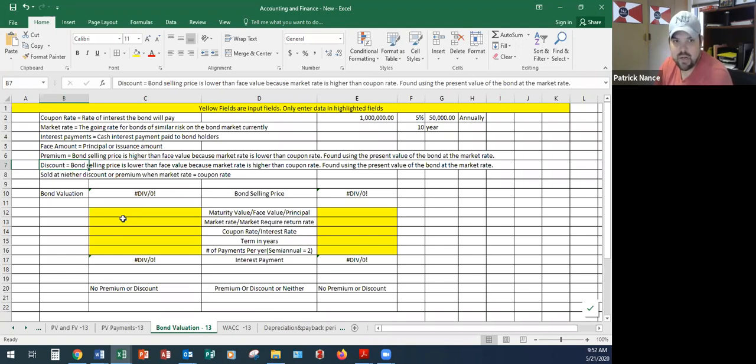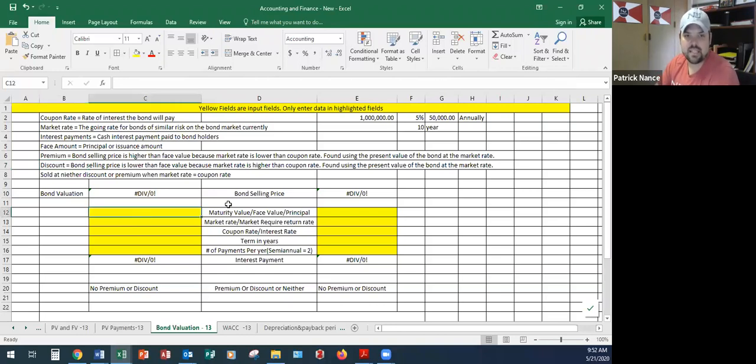And then if the market rate equals the coupon rate, it's sold at neither a premium nor a discount. So let's look first at the example I just gave. So $1 million worth of bonds, that would be the face value. Oops, we got a zero. $1 million worth of bonds. I said that my bonds were 10 years. And I said that 5% was my coupon rate. Okay, and let's say the market rate for similar bonds right now is 6%.